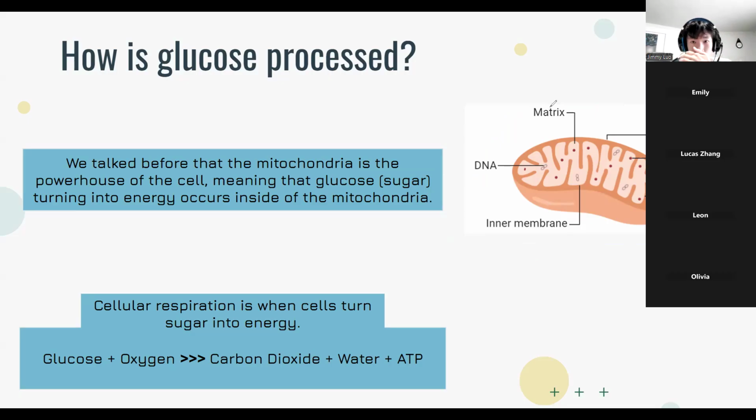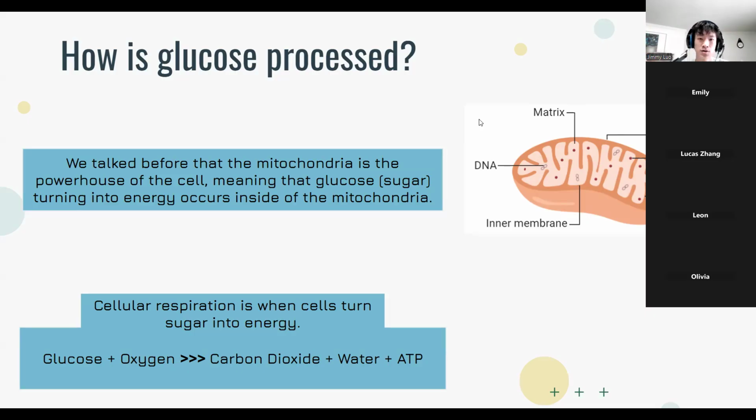Essentially, the matrix is the inner part. It's hollow, the inner part of the mitochondria. The cristae are these little rods, they look like rods, these little membranes. The reason why mitochondria have these cristae inside of them is because it allows the inside to have more surface area.